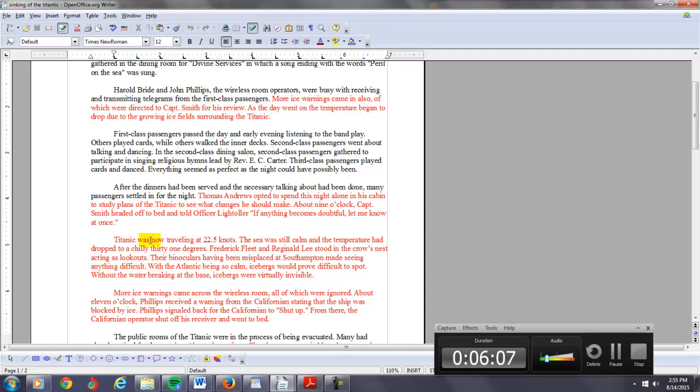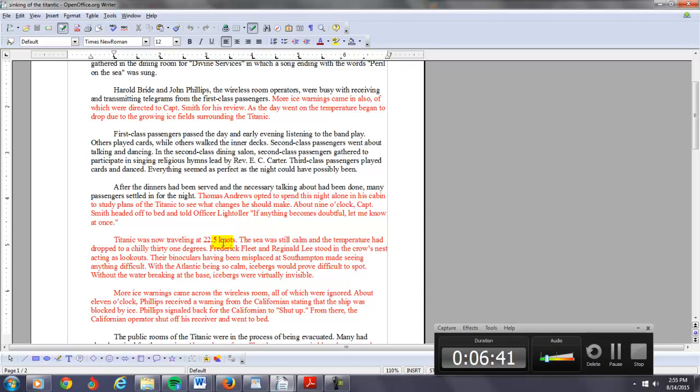Then you want to say, in addition to that, the two workers or crew members who were in the crow's nest looking for icebergs had misplaced their binoculars in Southampton, which would make it even more difficult to spot icebergs. Then you say, finally, according to the lecture, because the ship was traveling at about 22.5 knots, when they finally saw the iceberg, it was too late to turn because of the speed of the ship, and they finally hit the iceberg, and then 2 hours later everybody died.